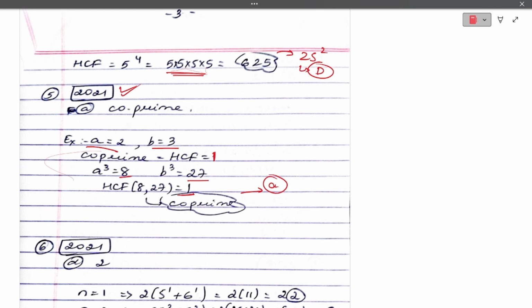So option A. Come to question number 6. If n is a natural number, then 2 into 5 to the power of n plus 6 to the power of n always ends with. This was again asked in the year 2021. If n is a natural number, it's very simple.